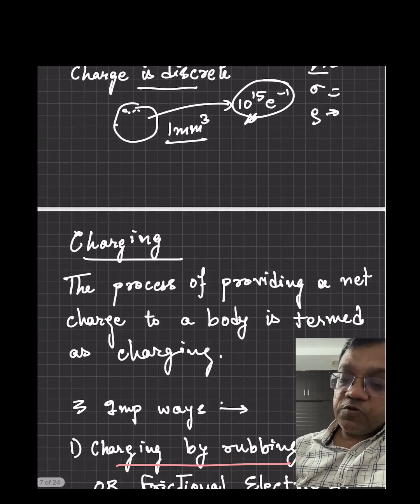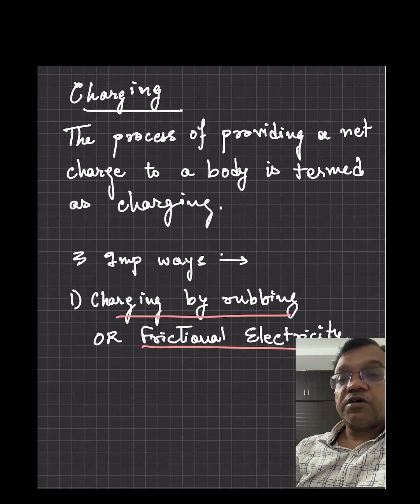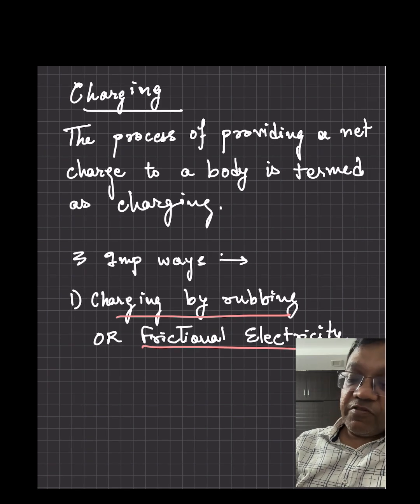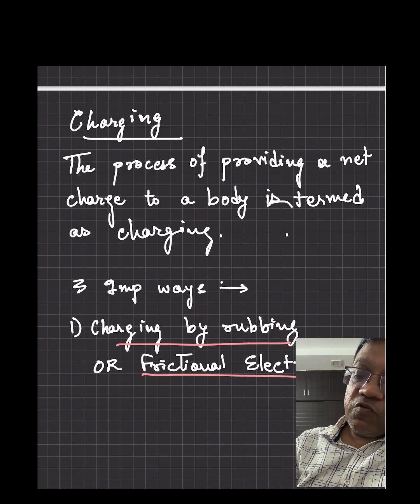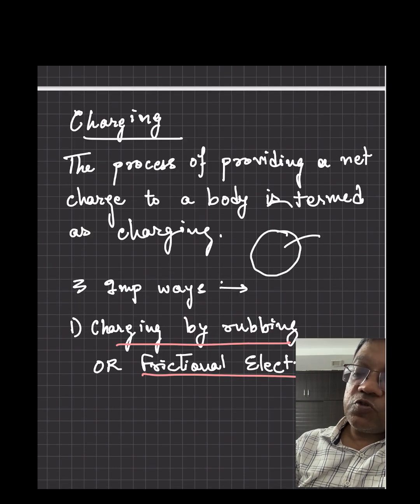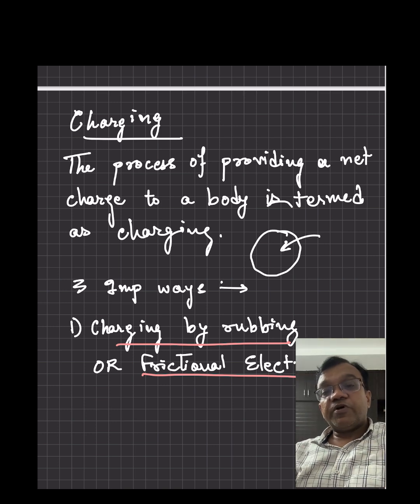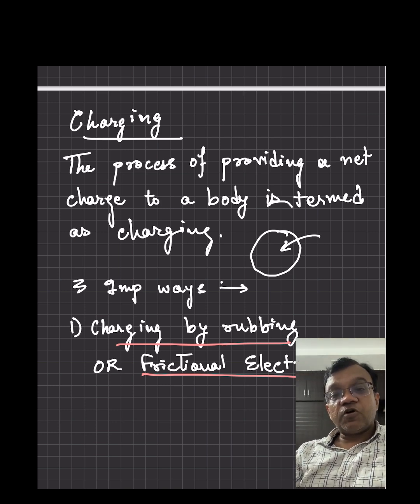Now we are moving to the next part, the charging process. What is actually charging? Charging means when we have one body and we want to provide a net charge to this body, this object, then this phenomenon of providing a net charge to an object is termed as charging.